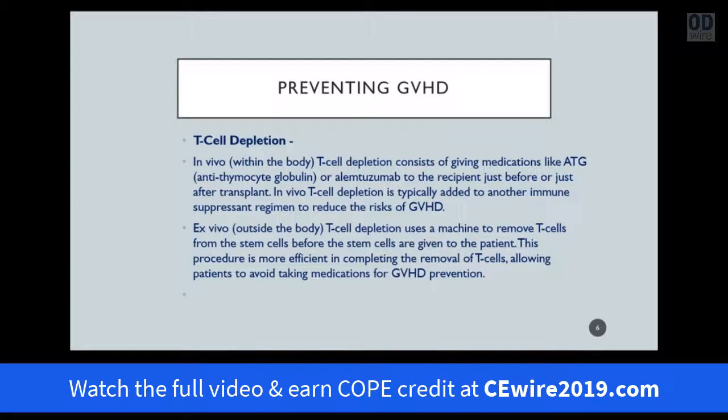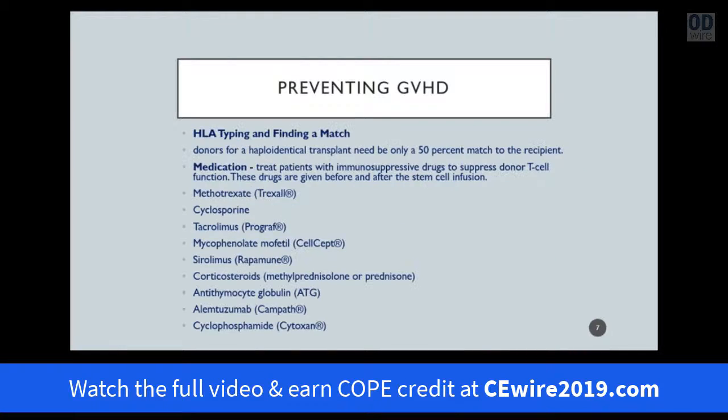The second way to do this is ex vivo, outside the body, where a machine is used to remove T cells from the stem cells before the stem cells are given to the patients. This procedure is more efficient in completing the removal of the T cells, allowing patients to avoid taking medications for GVHD prevention, and this is essentially a form of apheresis.